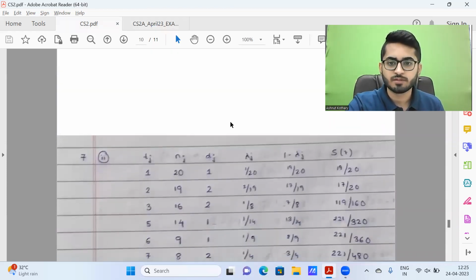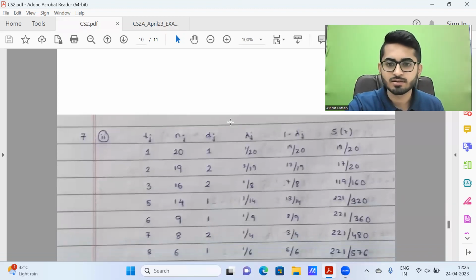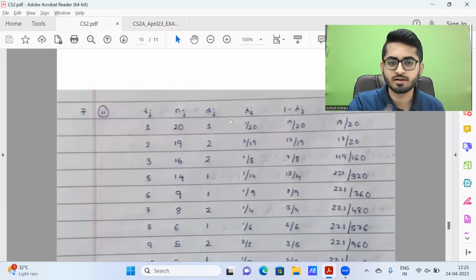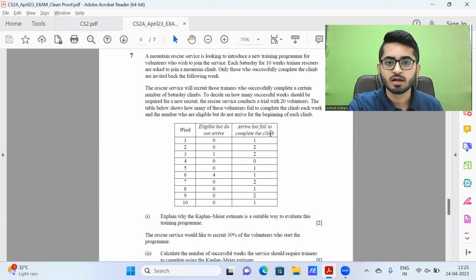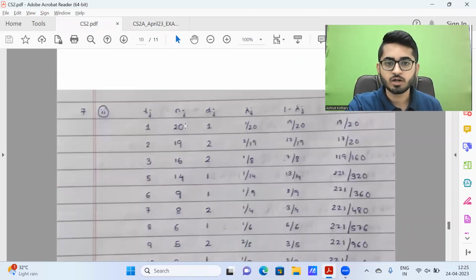So this was the solution which I'm getting. The image is slightly unclear, I'll just read out quickly. So there are different points of time, 1, 2, 3, 5, 6, 7, 8, 9, at which the decrement of interest occurs, which is arrive but fail to complete the climb. You will see at time 4, none of them is failing. So we haven't included time 4. n_j is 20, 19, 16.